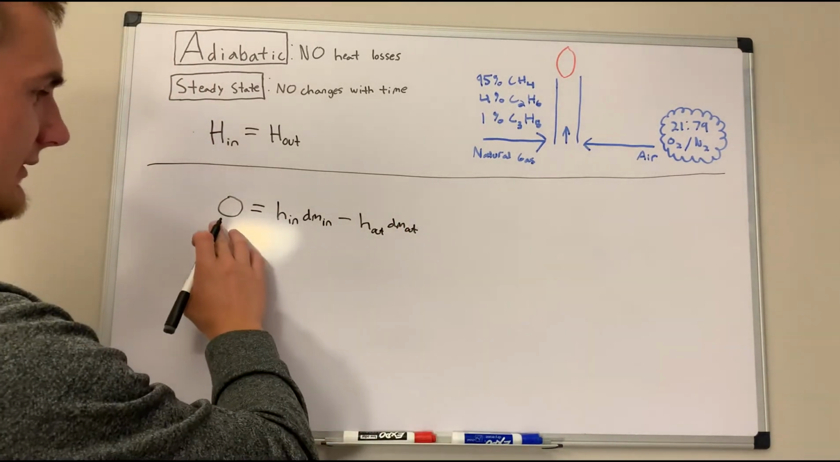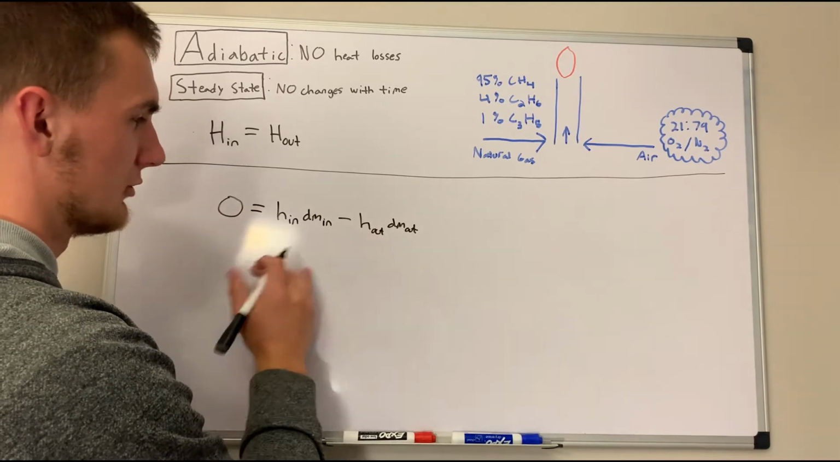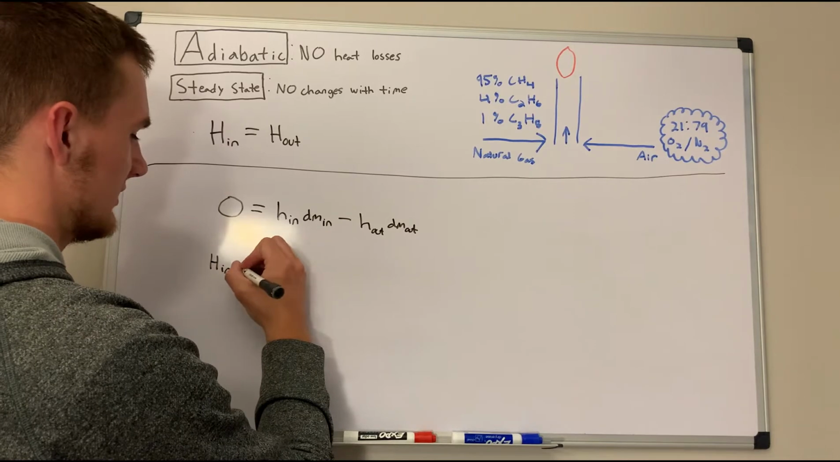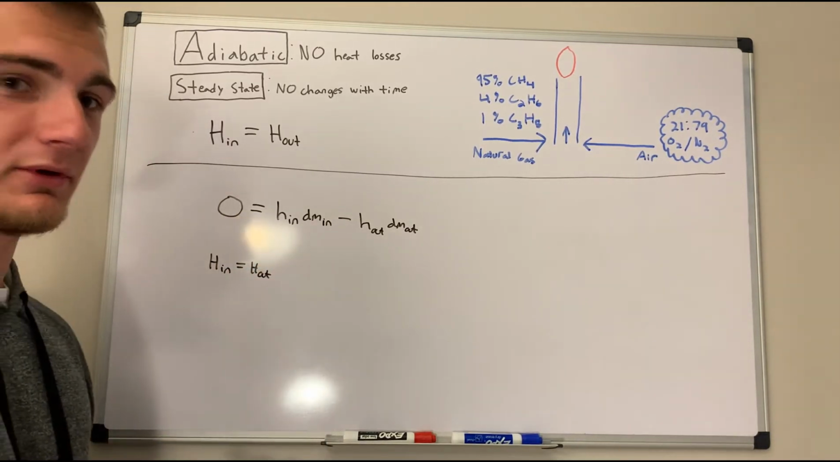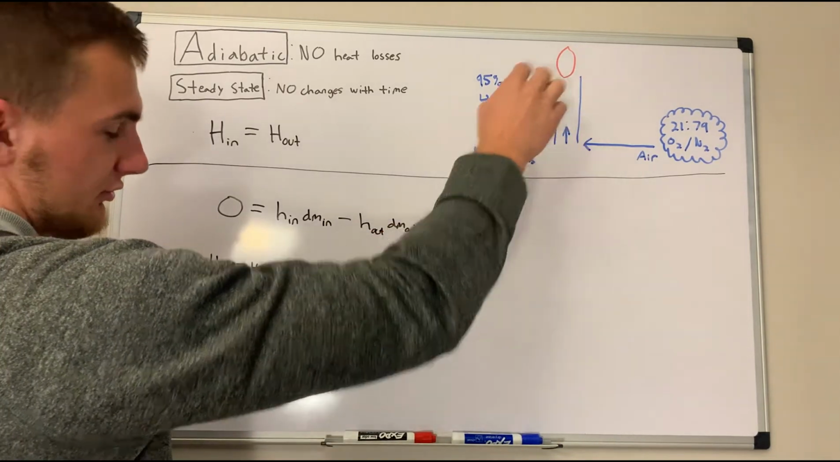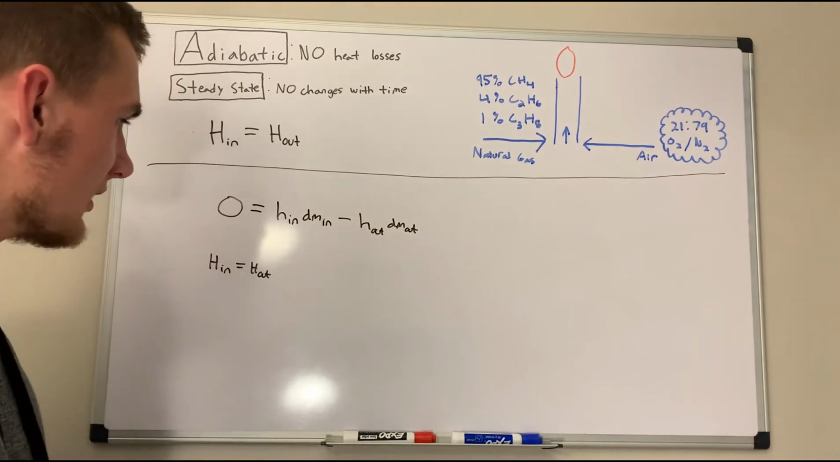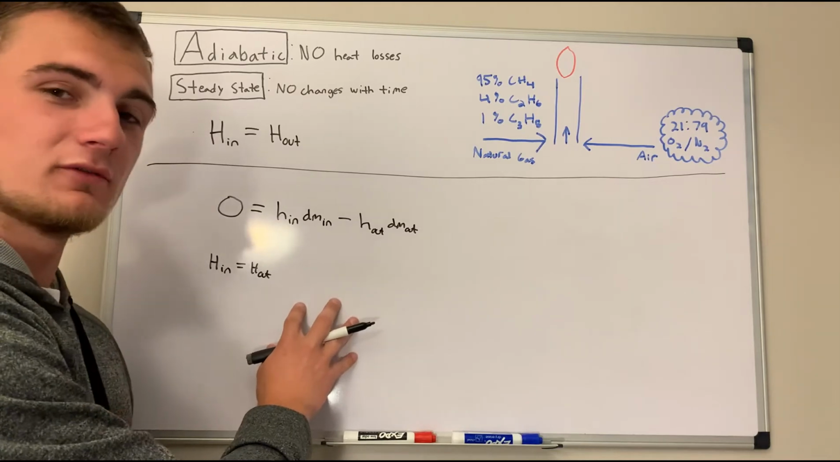So since we have 0 here on the left-hand side, what we can do is go ahead and add over here, and ultimately we will get that the total enthalpy in equals the total enthalpy out. So it's important to remember here that this is the total enthalpy into our stream and the total enthalpy of what's going out, our product. So that's what we are asked to do in part two of this video.